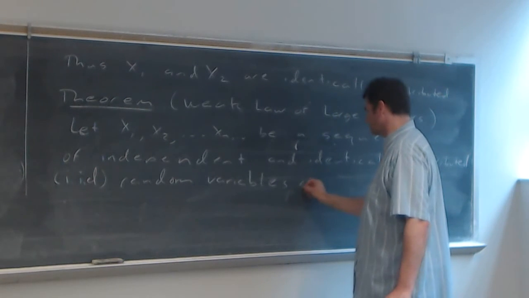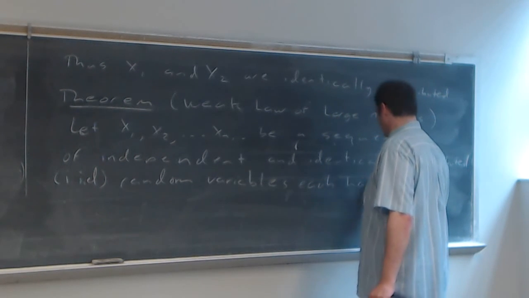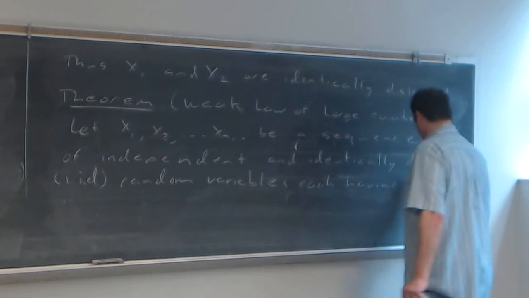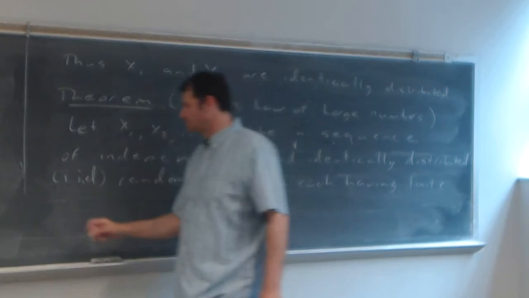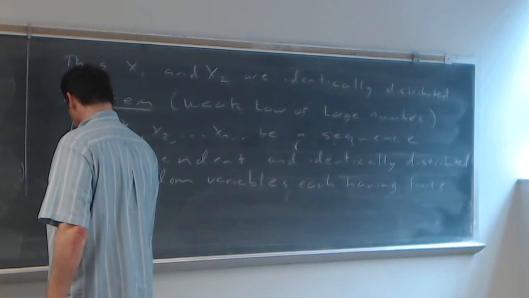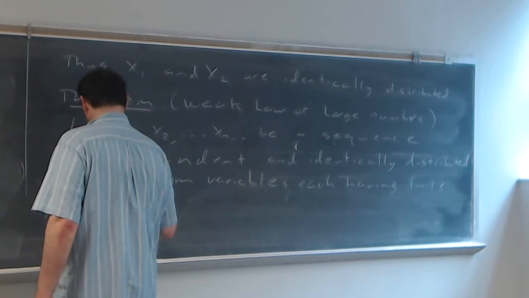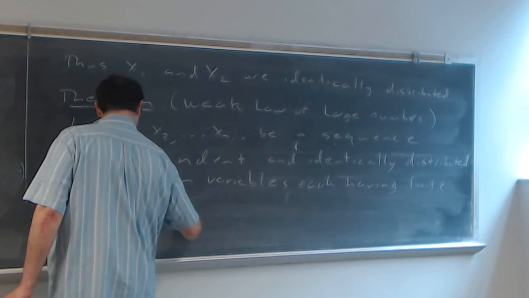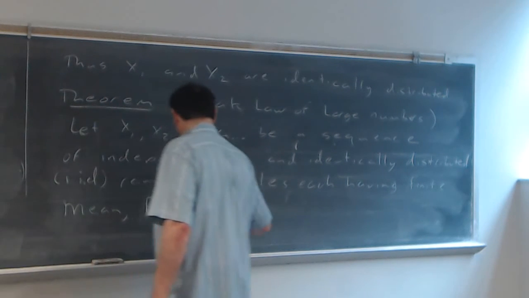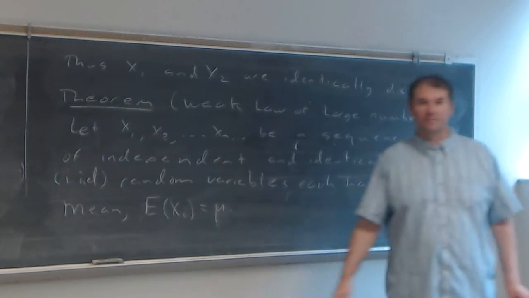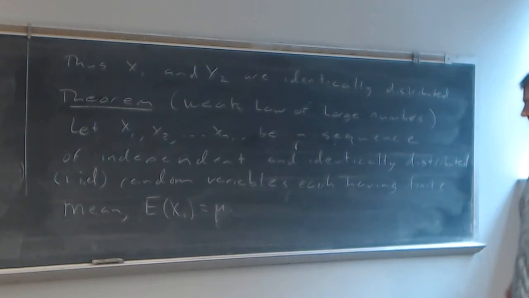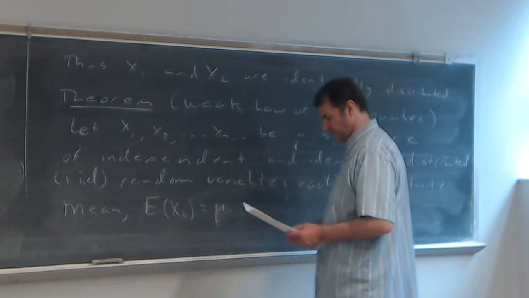Each having finite mean, so the expected value of X, whatever, they're all the same, they're mu. Because they're identically distributed, their means are all the same. We call them mu, and we're saying that they're finite.